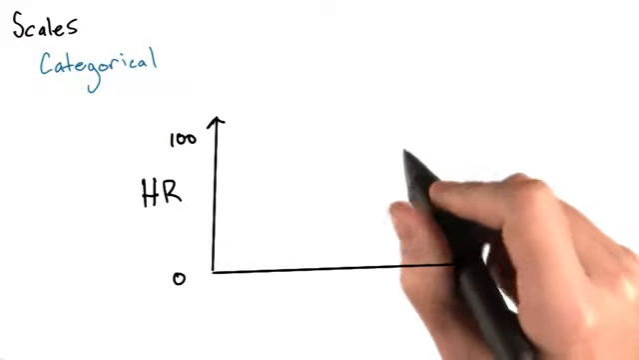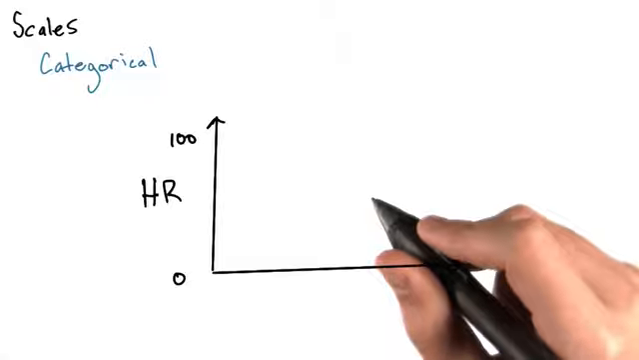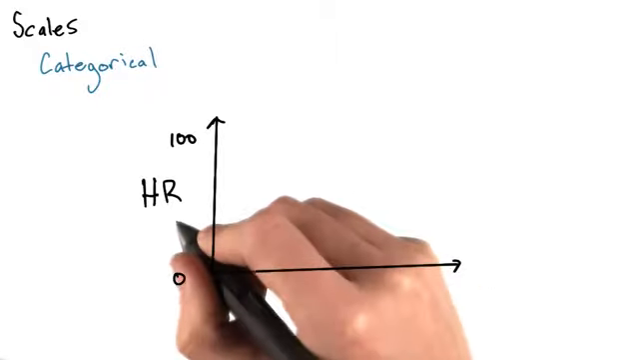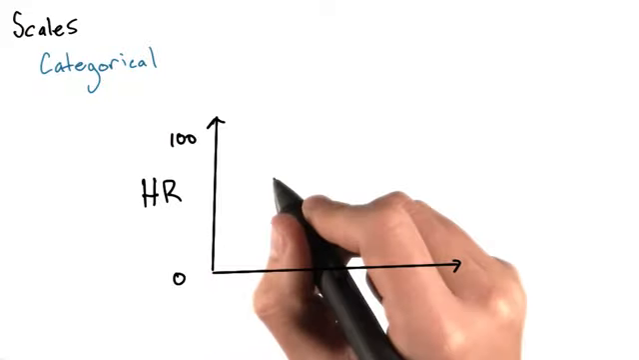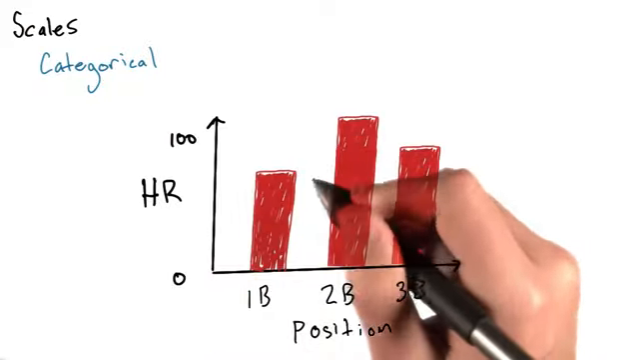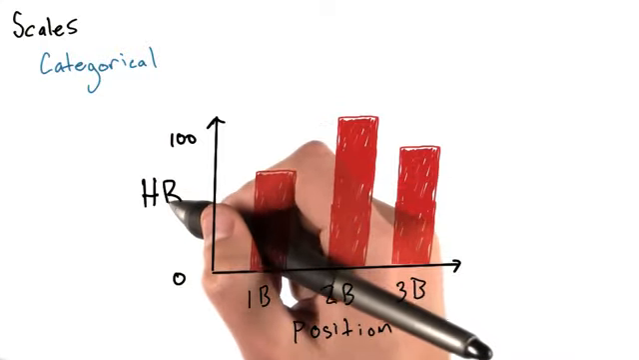Now, let's talk about scales for categorical data. A categorical scale provides visual separation for different groups, and it often works in tandem with a numerical scale, as we'll see here when we plot home runs on the y-axis. A bar plot, for example, can use a categorical scale on the x-axis and a numerical scale on the y-axis.